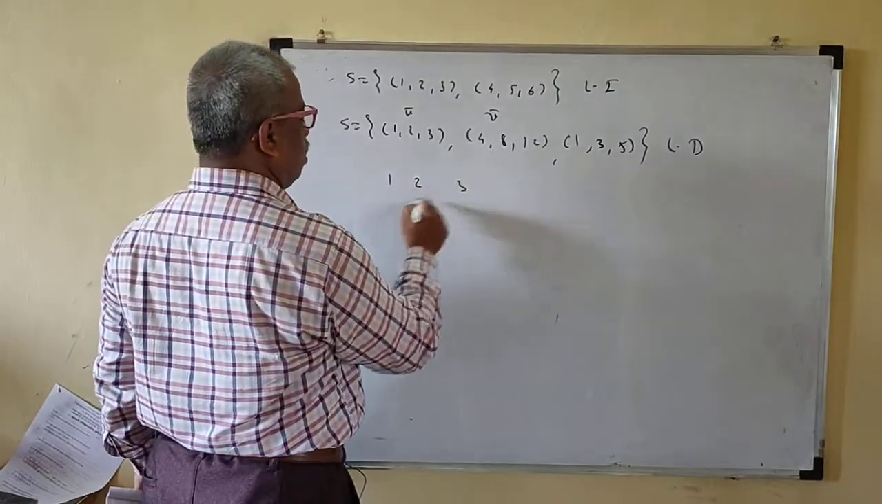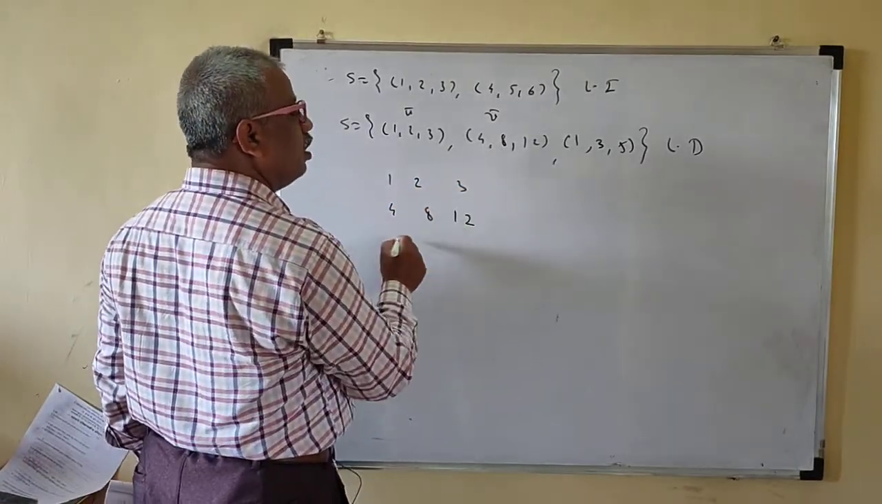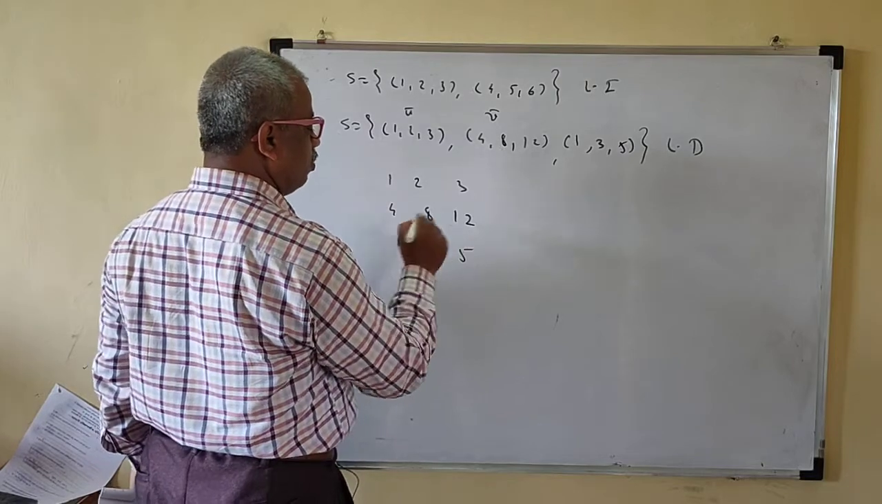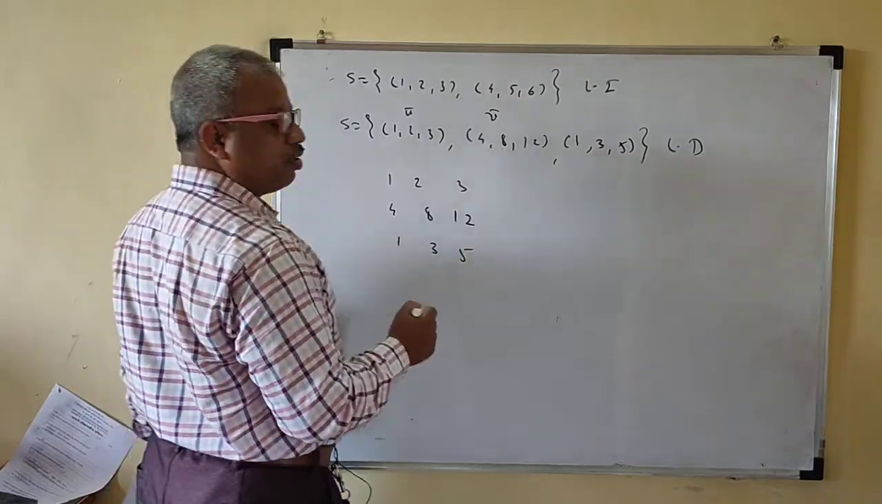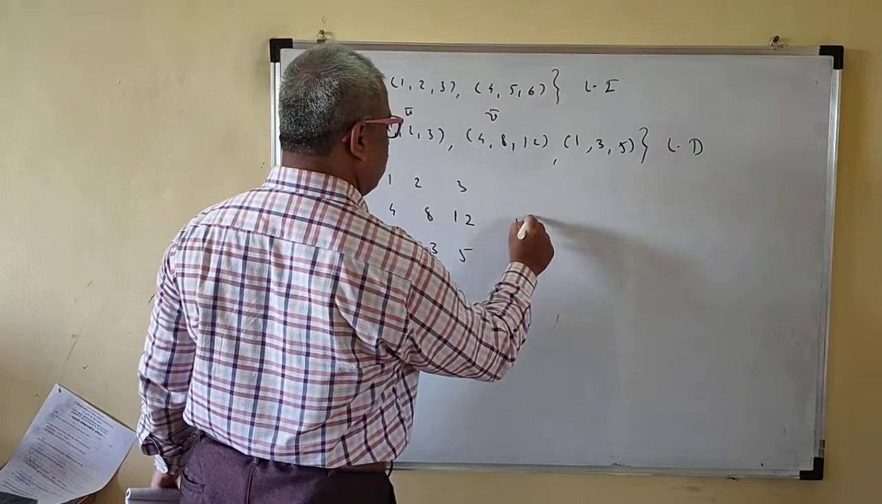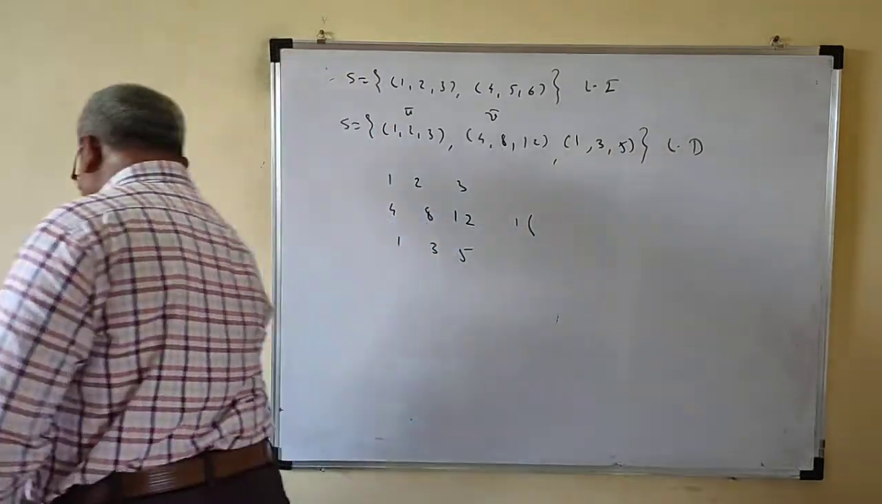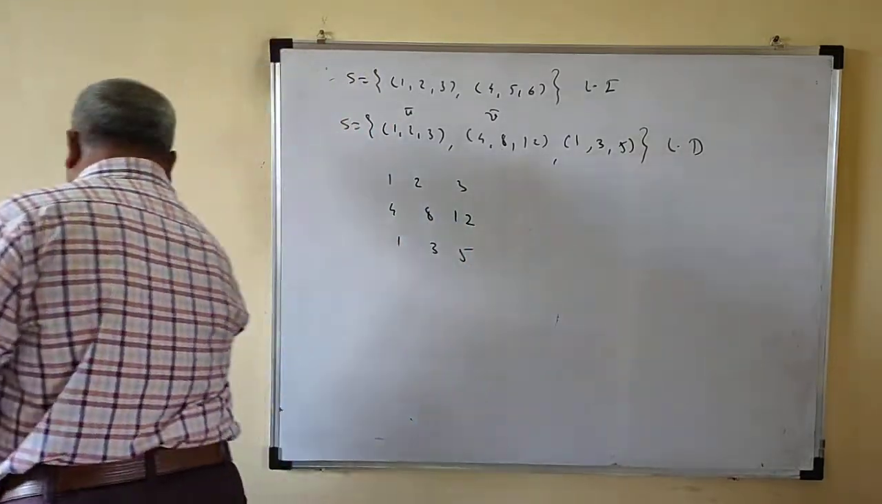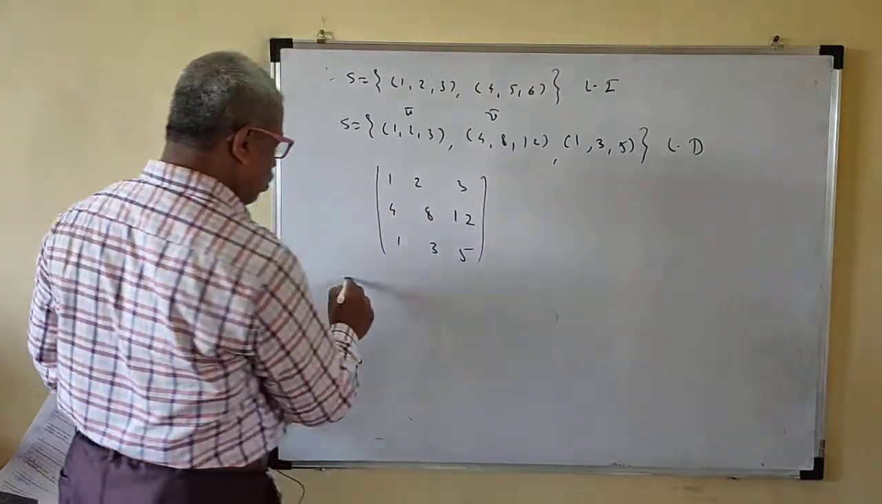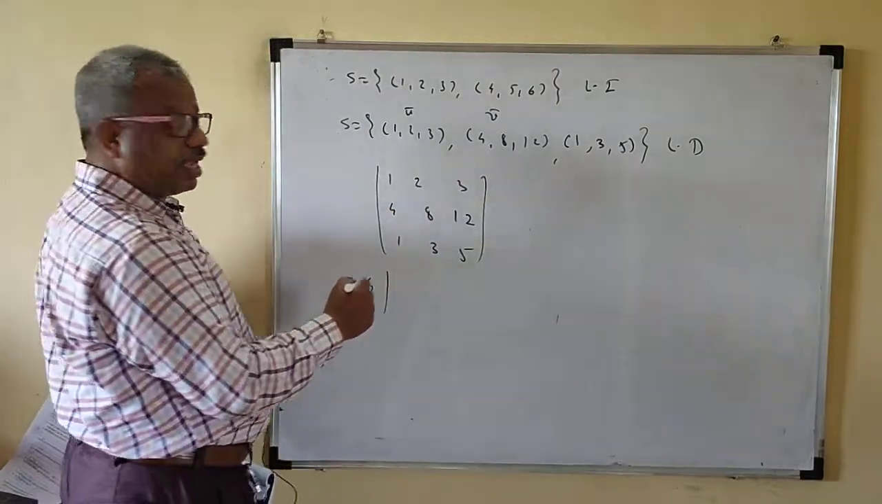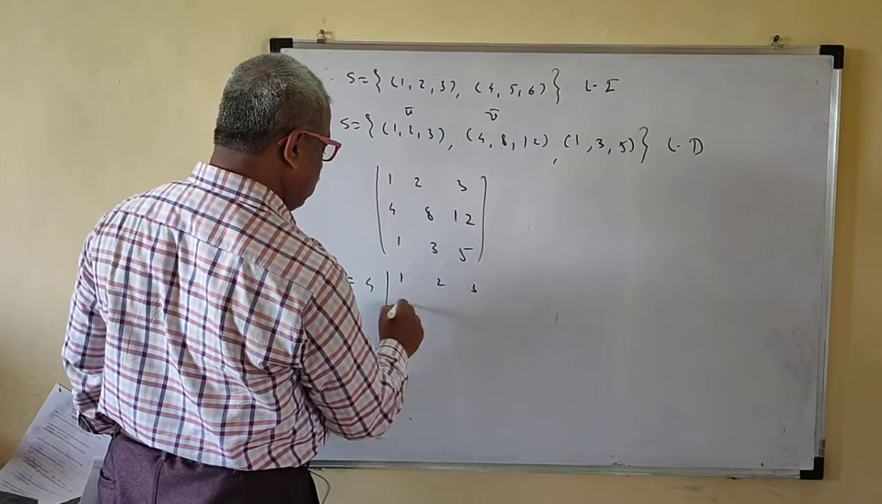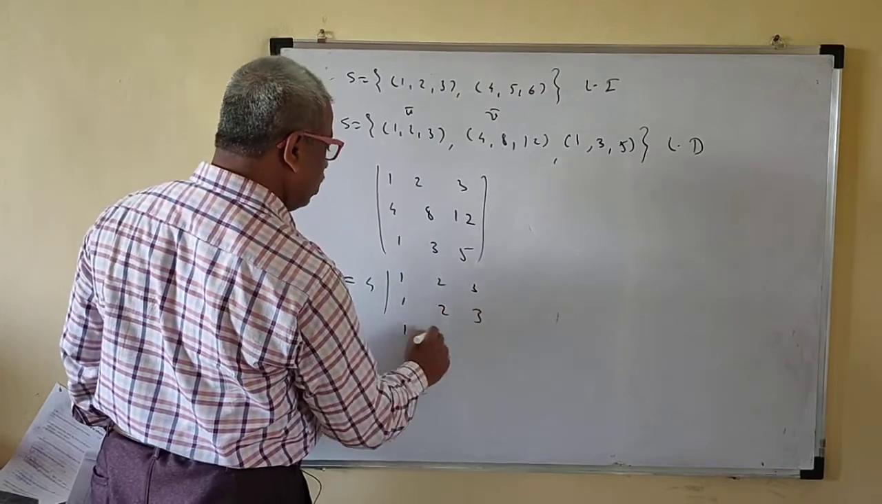1, 2, 3, 4, 8, 12, then 1, 3, 5. If you find the determinant of this one, so what we get then? Instead of that, what we'll do is take 4 common from the second row. So that is 1, 2, 3, 1, 2, 3, then 1, 3, 5.